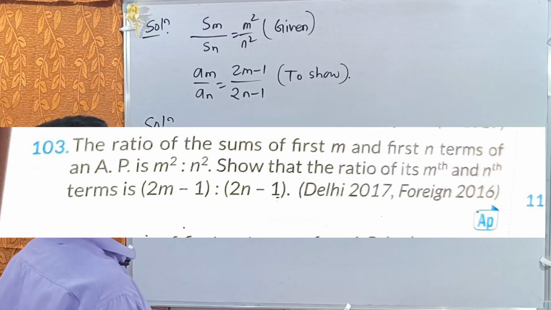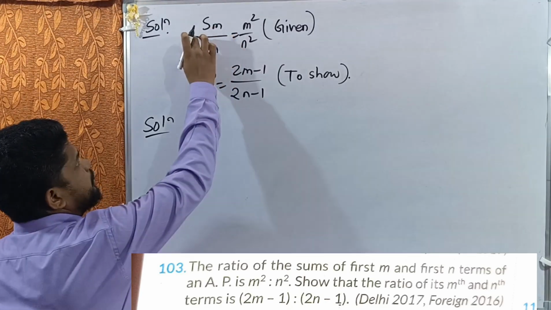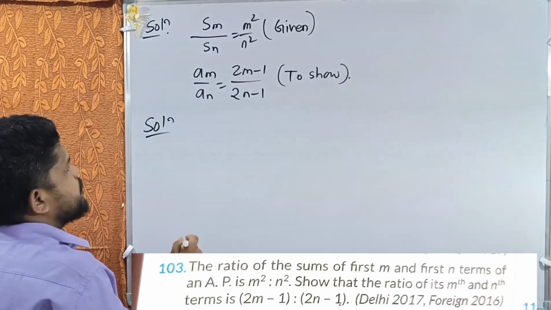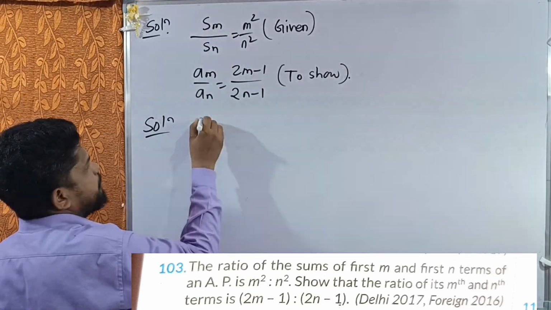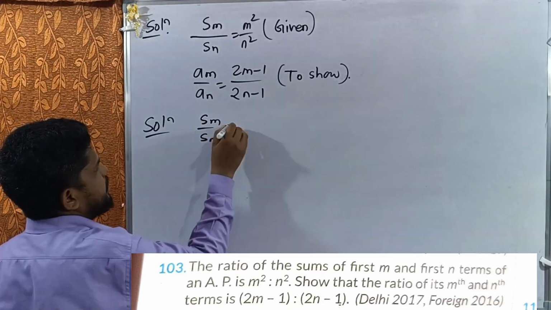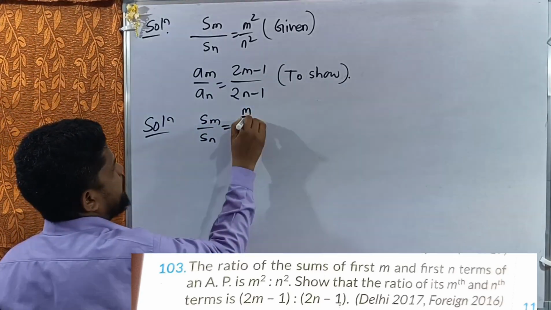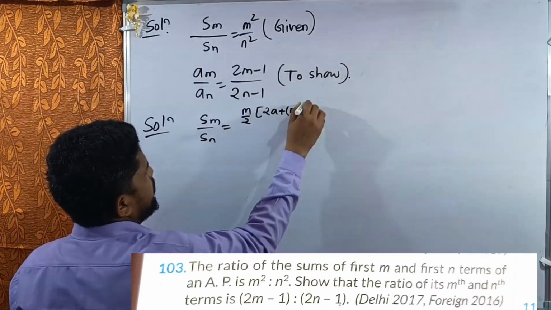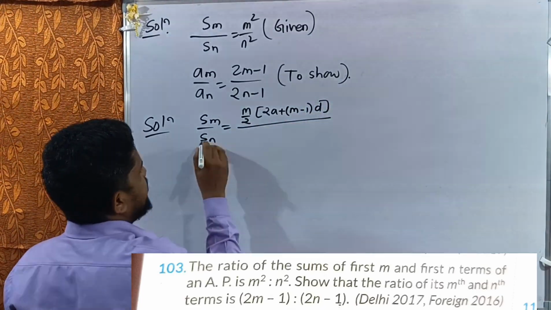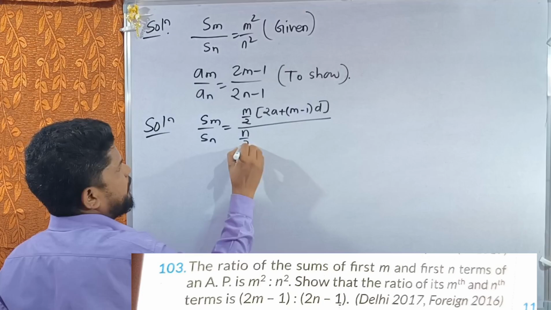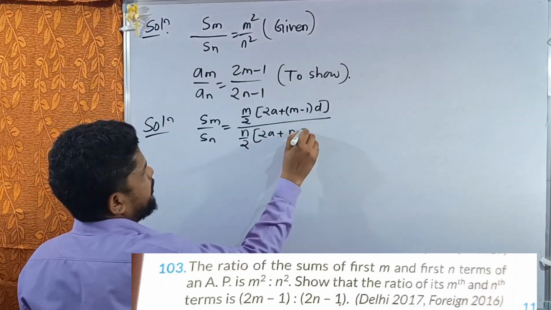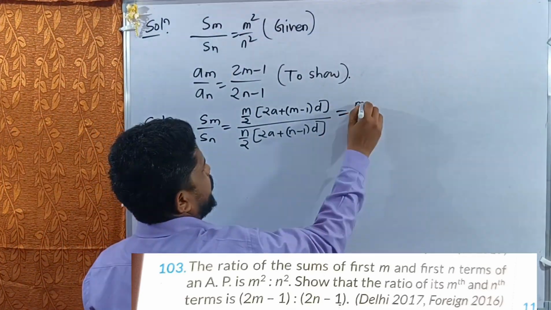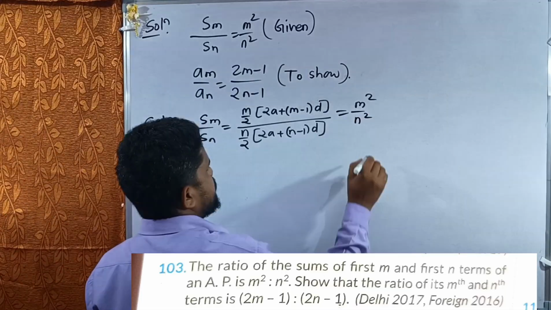Okay, so dear students, we are given that the sum of the m terms upon the sum of the n terms equals m square upon n square. We know that the sum of the first m terms is given by m by 2 into (2a plus (m minus 1) into d), divided by the sum of the first n terms, which is n by 2 into (2a plus (n minus 1) into d). According to the question, that equals m square upon n square.